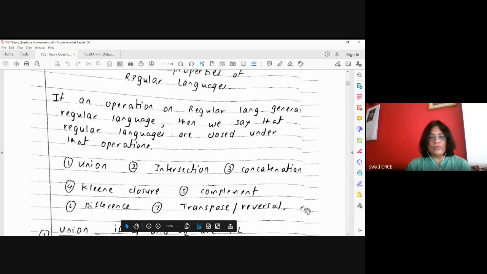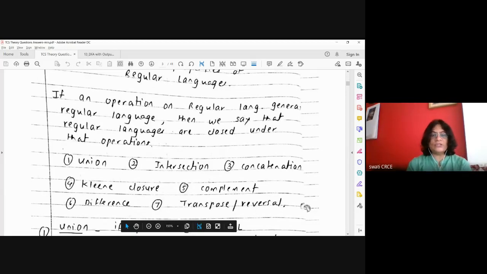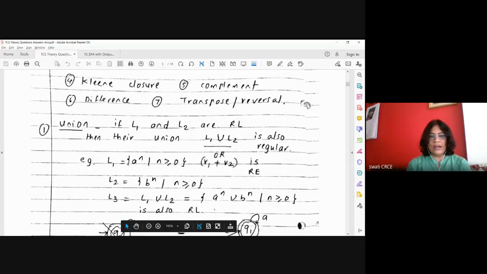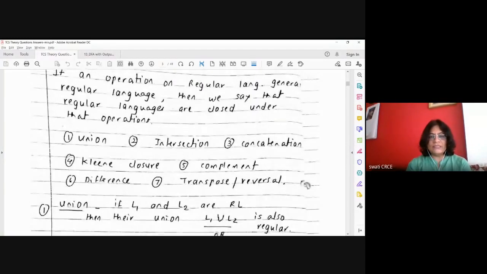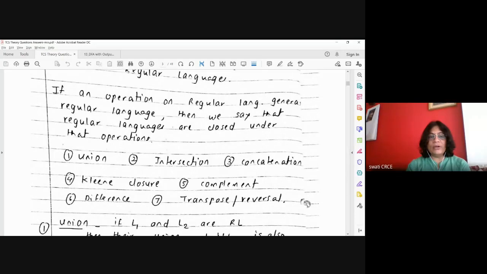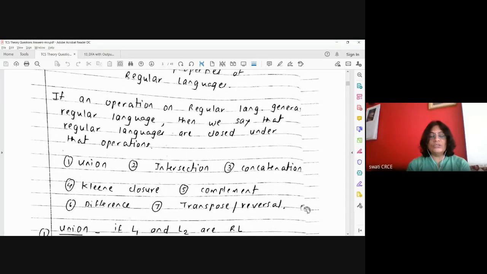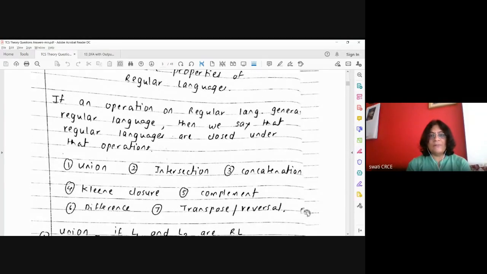This is a question which is sometimes asked for 8 marks or 5 marks as a short note, and there are some proofs. As there are only 5 minutes, we will see this afterwards. Have you understood? This question is the closure property of regular language. That means that if any operation done on a regular language generates a regular language. And what are the operations? Union, intersection, concatenation, Kleene closure, complement, difference, transpose or reverse.